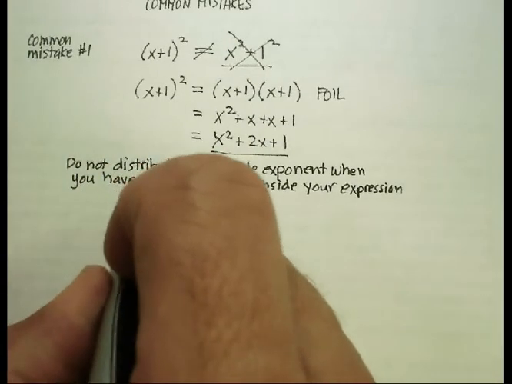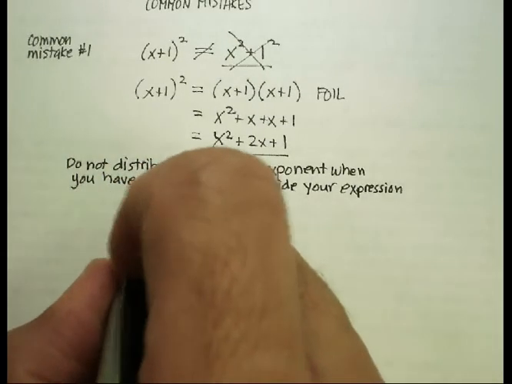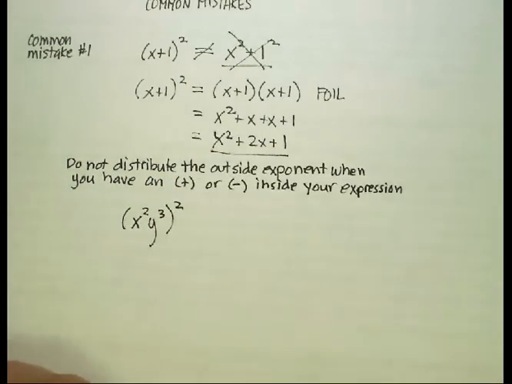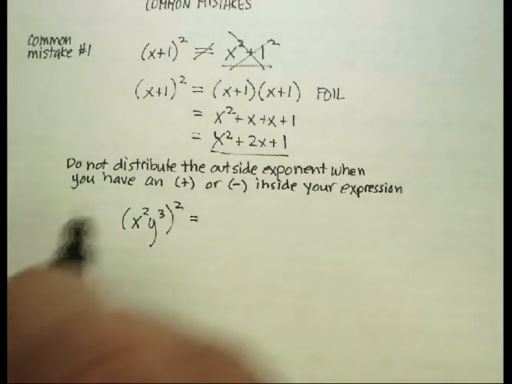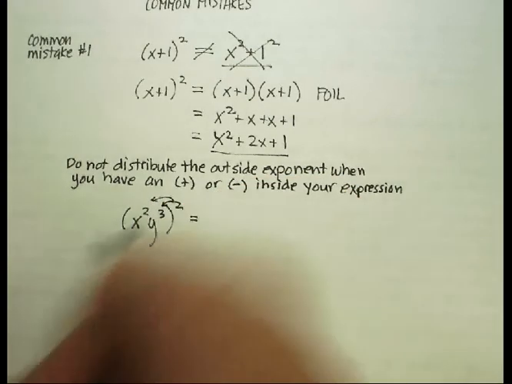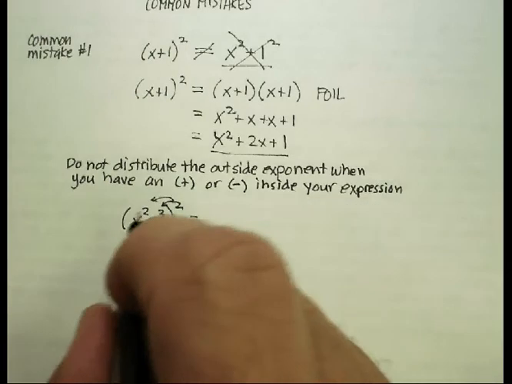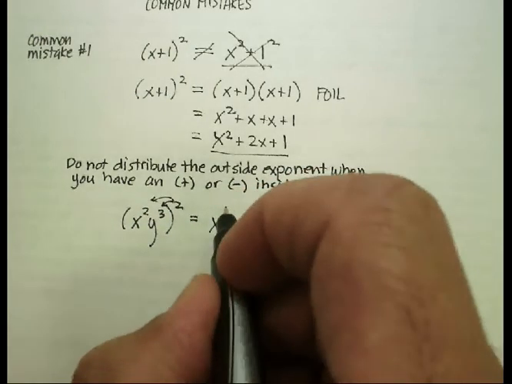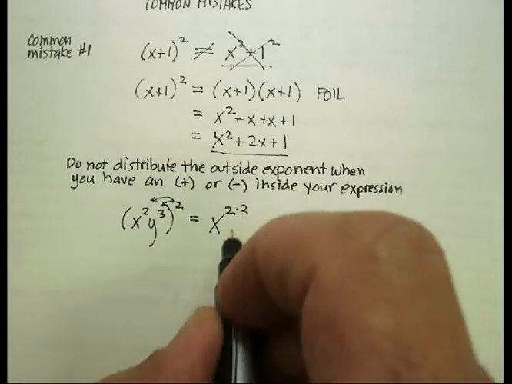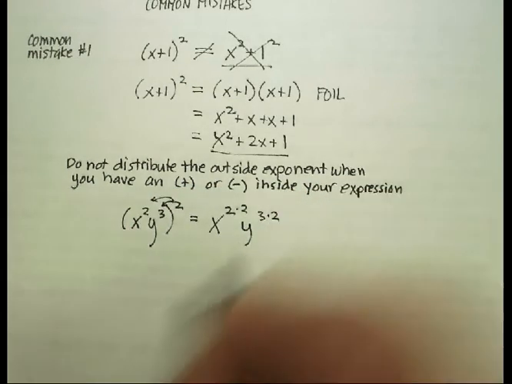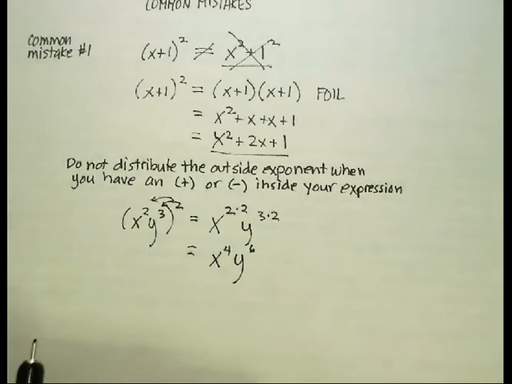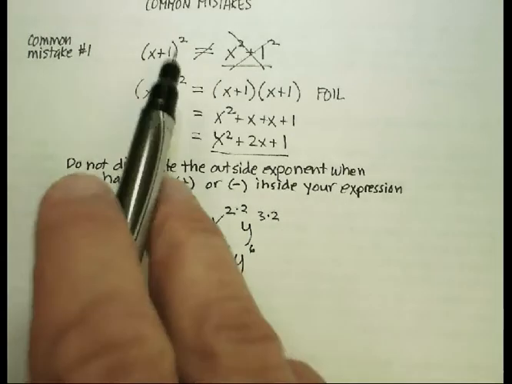This would be a perfect example. Let's say I had something like x squared y cubed quantity squared. Okay? Then you probably have seen teachers, and you probably have done this, right? And you've done, well, I know that when you raise an exponent to an exponent, you're supposed to multiply. So you go 2 times 2, or y to the 3 times 2, x to the 4th, y to the 6th. Now, why can I do it here and not up here?